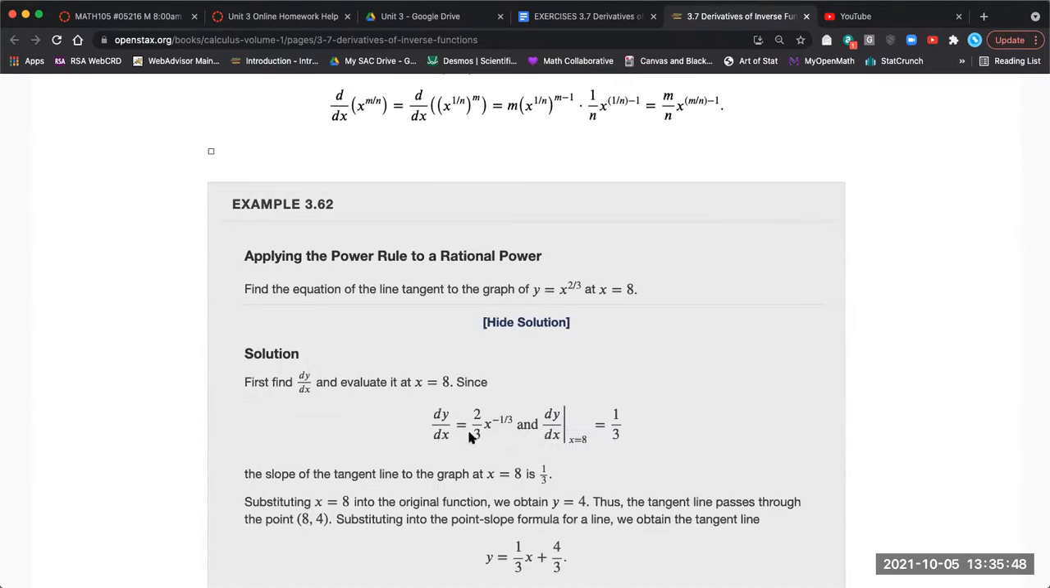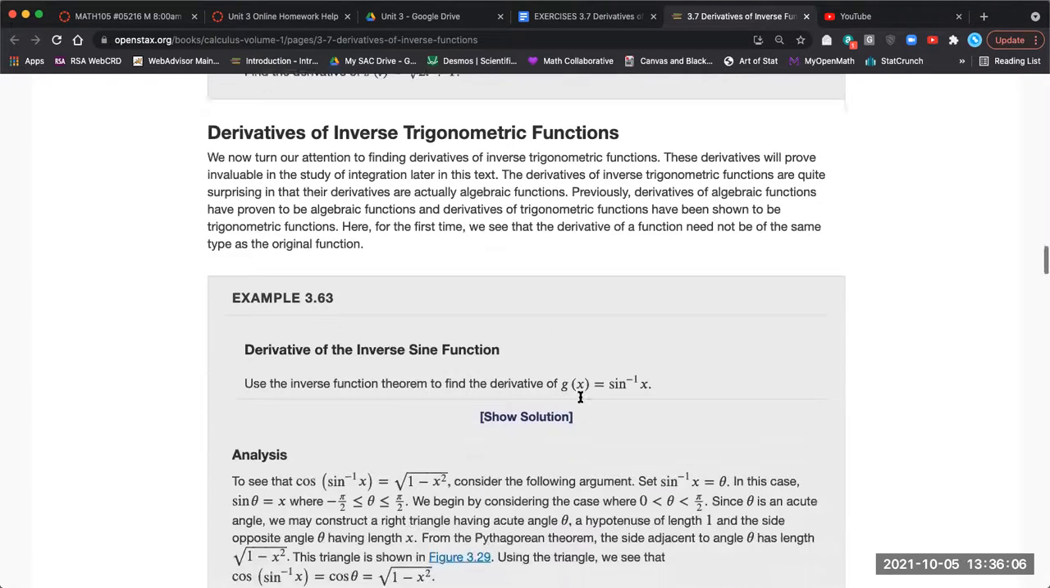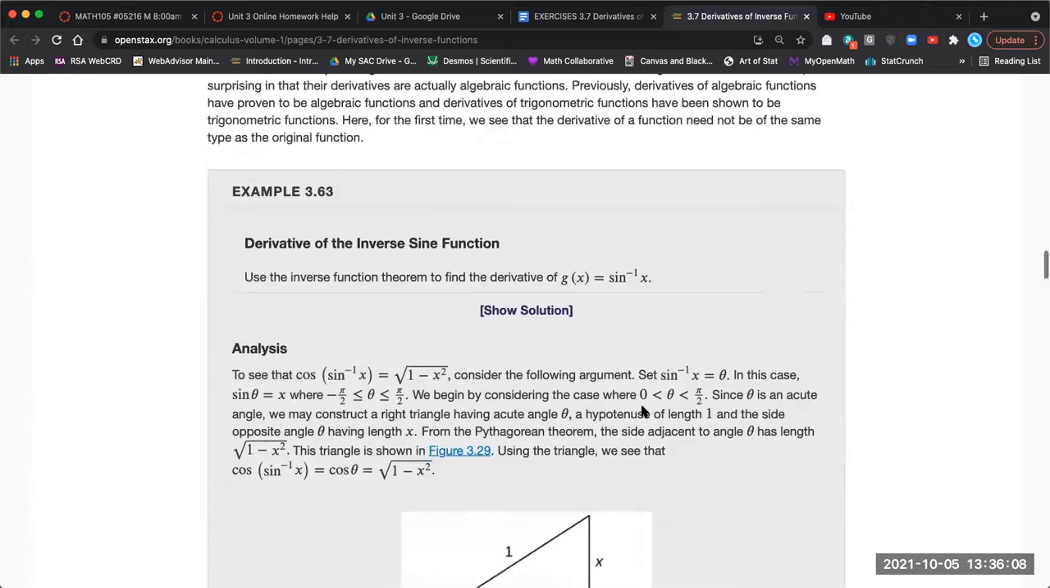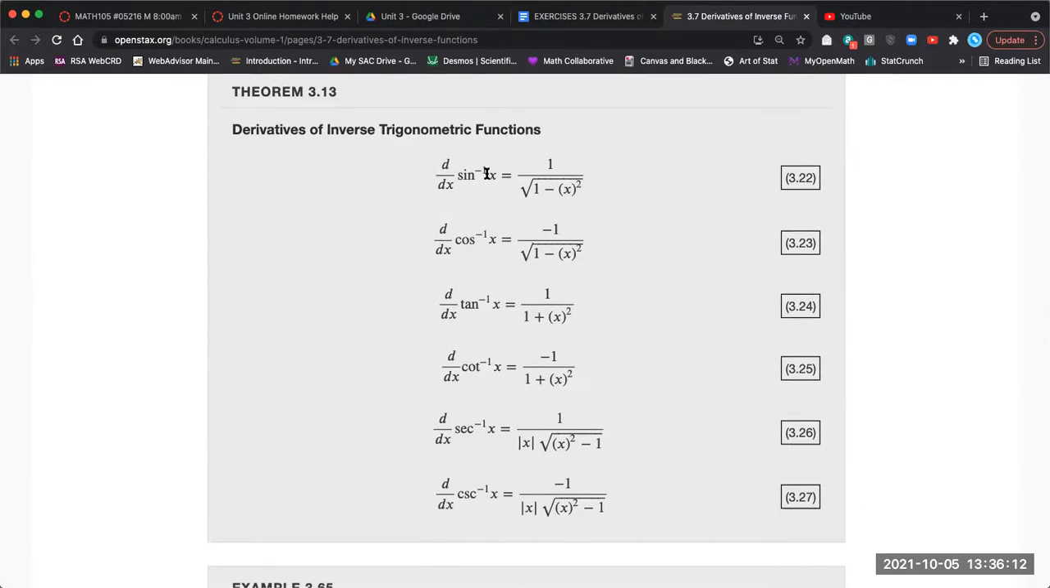You can see 2/3 x to the negative 1/3. And you get good at subtracting fractions quickly, being able to go from, when I subtract 1, that's 3/3, and that's where the negative 1/3 comes from. So you want to be fast with these rational exponents, and don't let fractions mess you up as you do that.